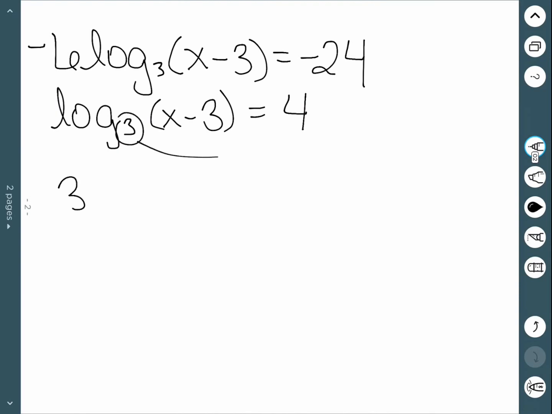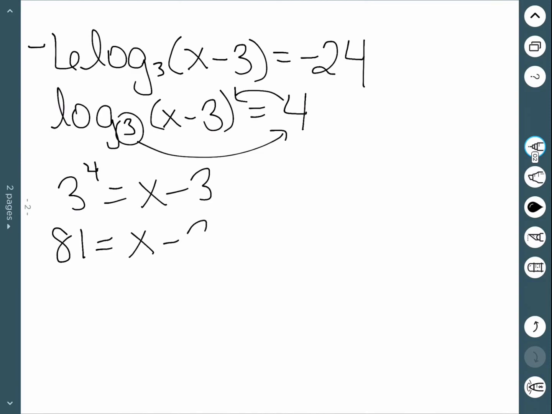I have 3 to the 4th power equal to x minus 3. Well, 3 to the 4th power is just 81. And then adding 3 to both sides would give me 84 equal to x. So I have my solution.